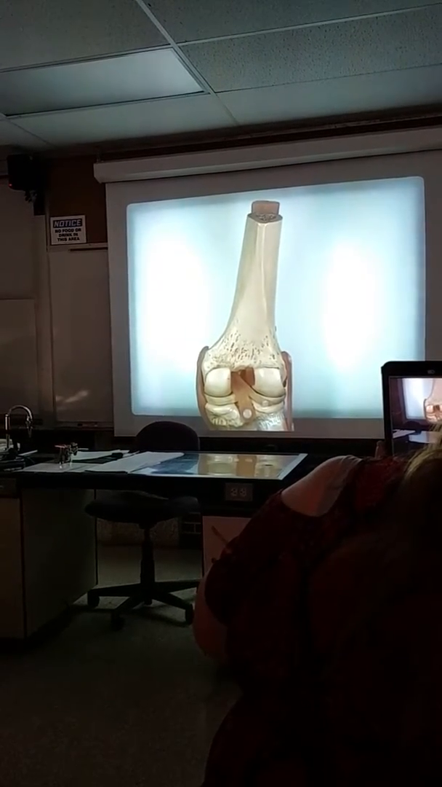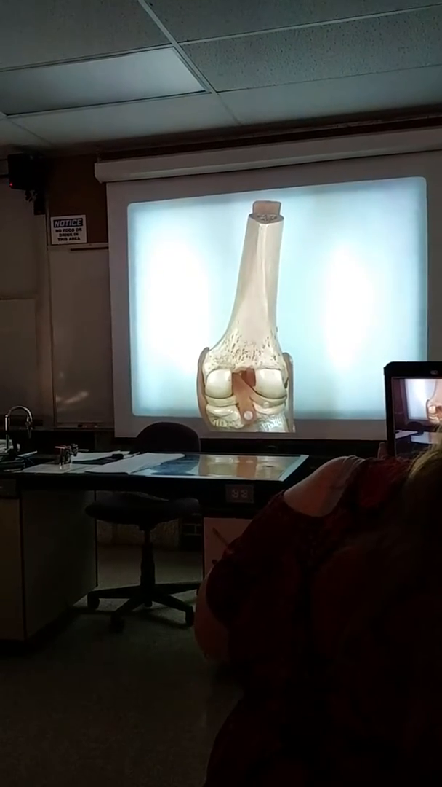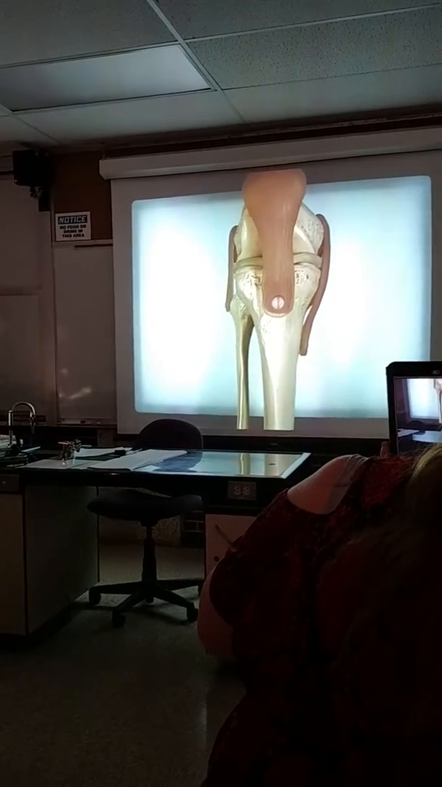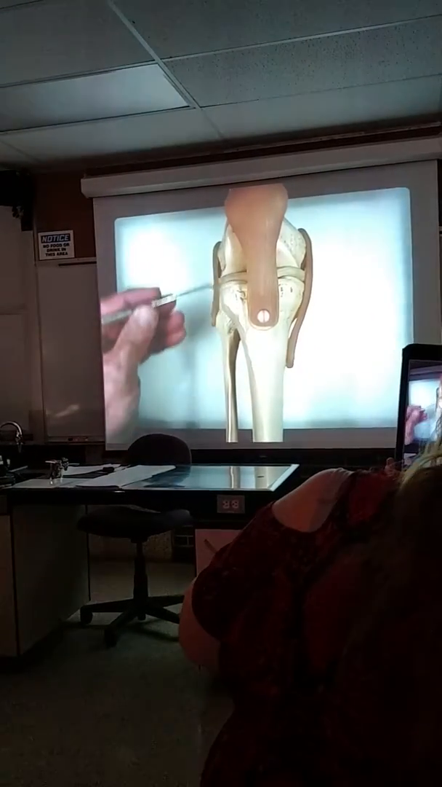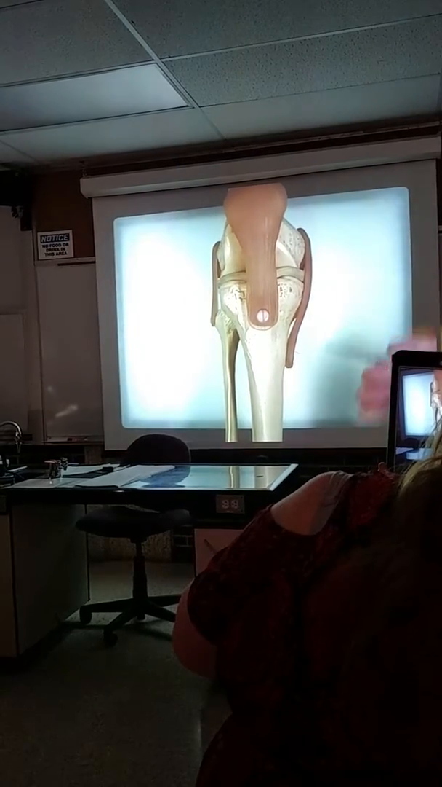Okay, next is the fibular or lateral collateral ligament. Turn this back around. Remember your fibula's on the lateral side. Here's your tibia, here's your fibula. This is the lateral collateral ligament, and this is the medial collateral ligament. They have other names, however. This could also be called the fibular collateral ligament because it goes to the fibula. And this is called the tibial collateral ligament because it goes to the tibia.